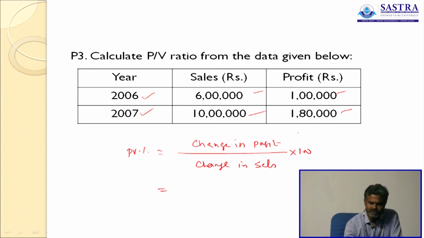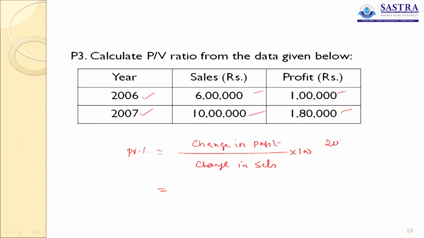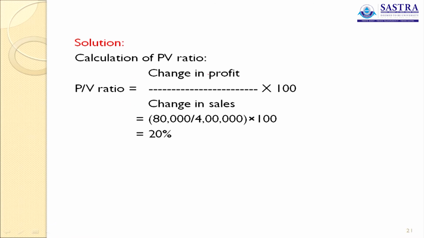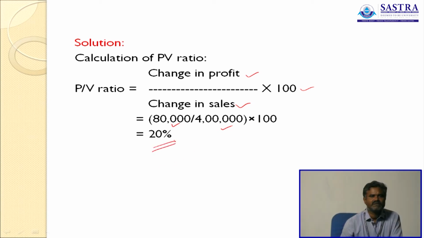Here change in profit is 20,000, change in sales 4 lakh. So multiply by 100, and the PV ratio will come. This is the formula: change in profit by change in sales into 100. Change in profit 80,000, change in sales 4 lakh, the difference into 100, the answer is 20%.